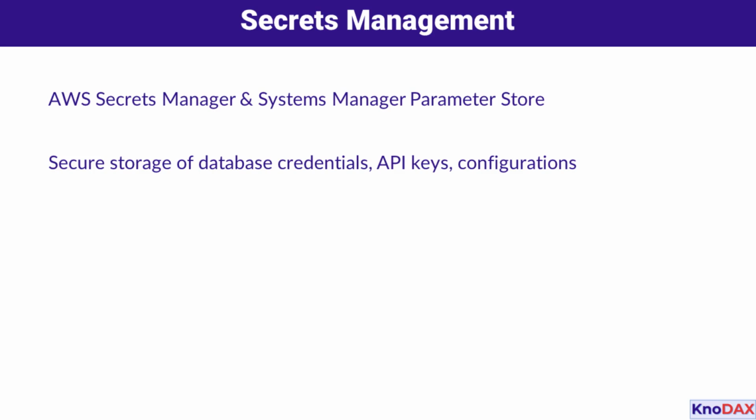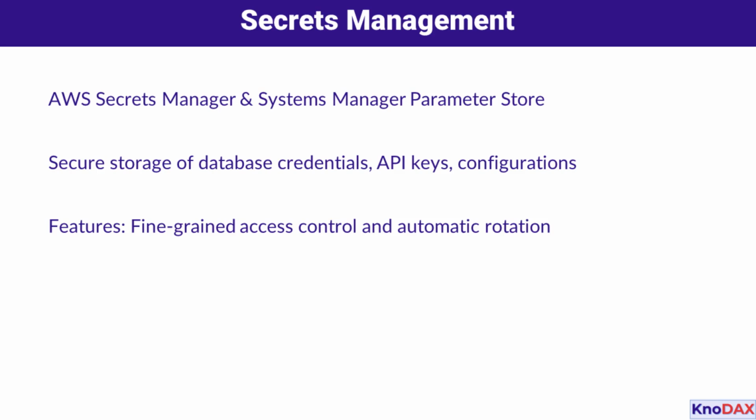We often need to store sensitive information like database credentials or API keys. AWS Secrets Manager and Systems Manager Parameter Store help us do that securely. They allow fine-grained access control and even support automatic rotation, reducing the risk associated with long-lived secrets.